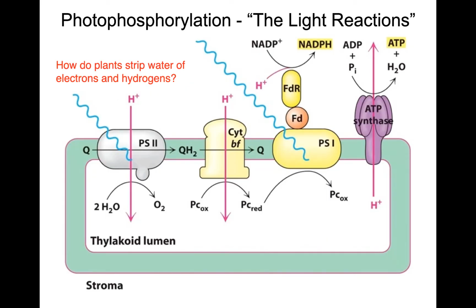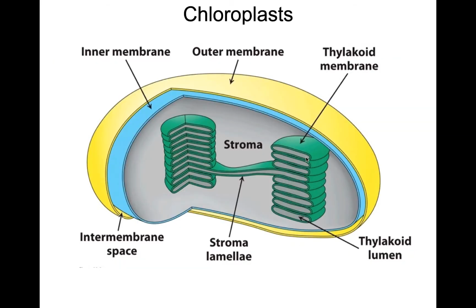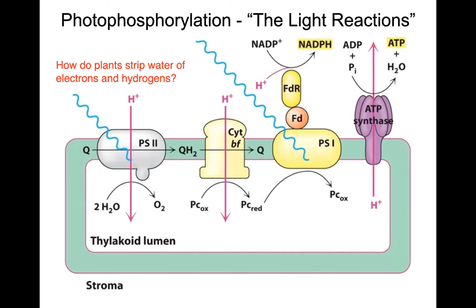Now, photophosphorylation, or the light reactions, like the electron transport chain of mitochondria, is dependent upon enzymes that are embedded within a membrane. In this case, they're embedded within the thylakoid membrane, these green membranes here. There is photosystem 2, there's cytochrome b6f, and there is photosystem 1, and then there is ferredoxin reductase. So 1, 2, 3, 4 enzymes.